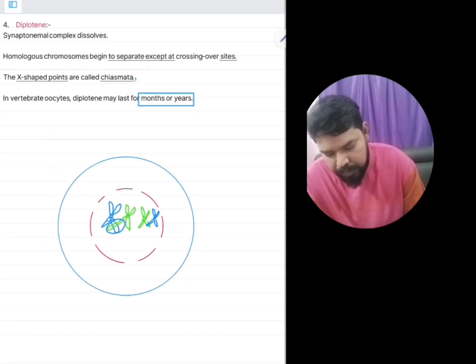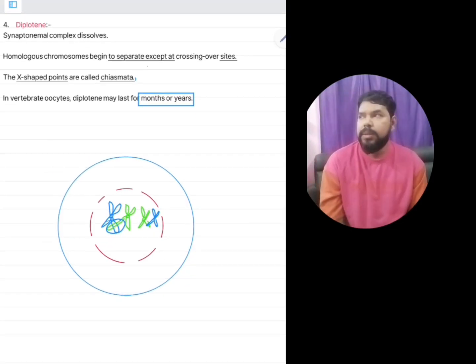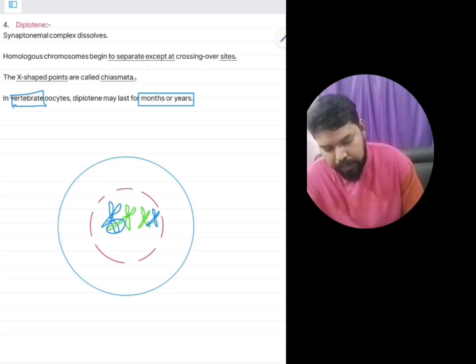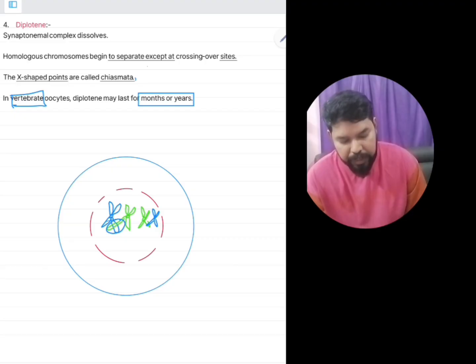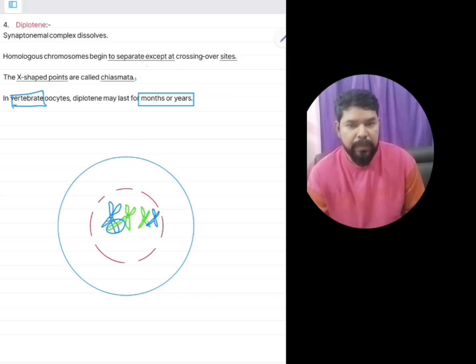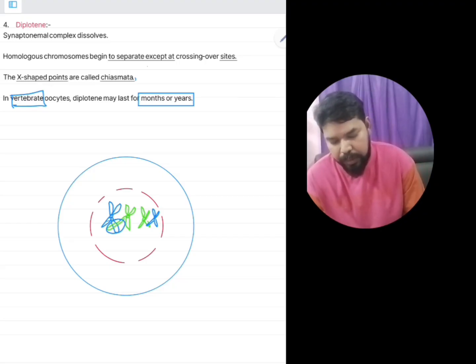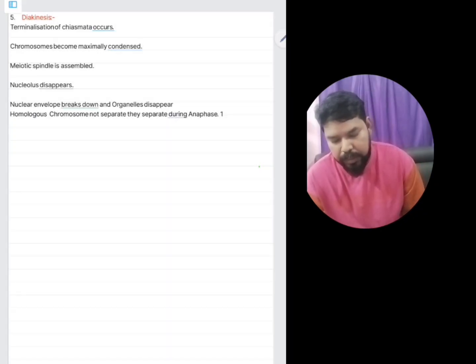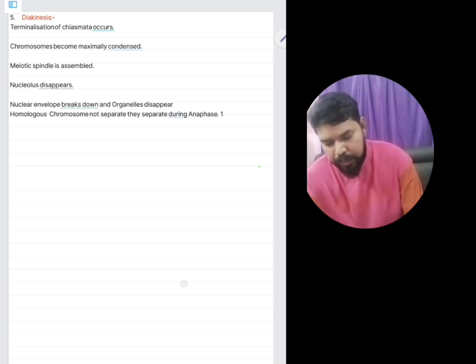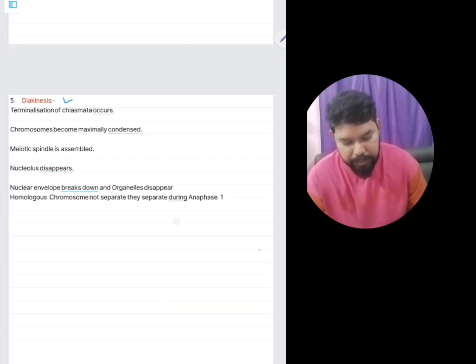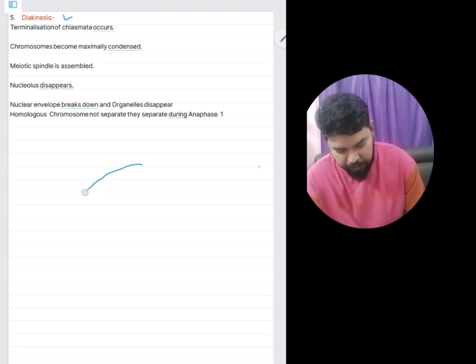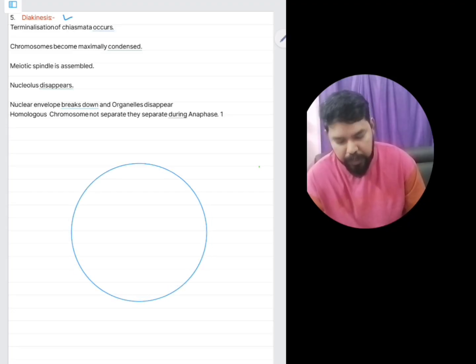This diplotene stage may last from months to years in the case of vertebrates, and humans are also included. The process of oogenesis in a fetus will be arrested in the diplotene stage, while when that girl reaches puberty, the rest of the phases will continue. That means it will be arrested in diplotene, and while specific girls enter puberty, from the diakinesis oogenesis will start. That is why it is said that it may last from 1 to 2 years in many vertebrates.